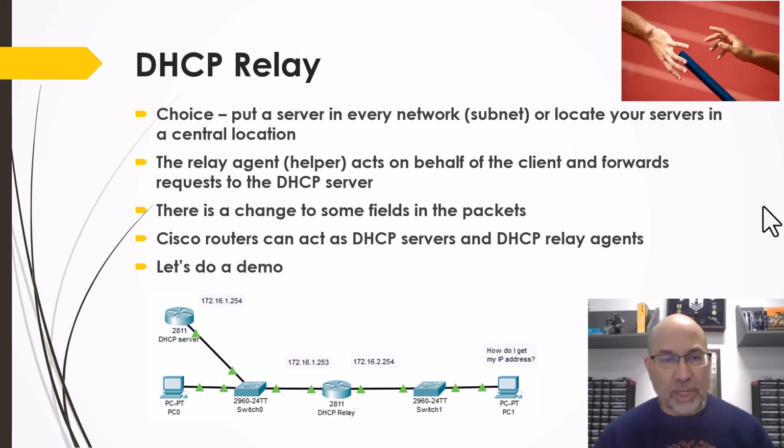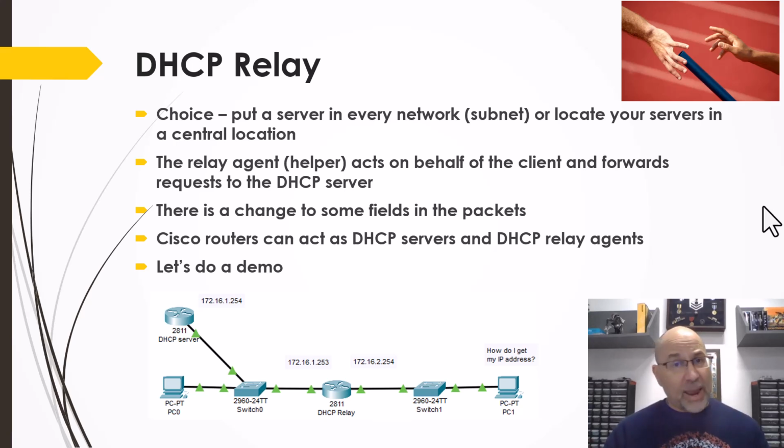Now, DHCP relay. You have a choice when it comes to configuring your DHCP servers. You could put one on every network, or you could locate your servers in a central location. This is what most organizations do. But when you think of an enterprise network, how many subnets or networks are we talking about? Dozens? Hundreds? And so it would be very, very challenging to manage putting servers everywhere. So it's very common that we have servers in a central location, or at least the management of those is centralized in some way. Now that means that we're going to configure a DHCP relay agent somewhere.